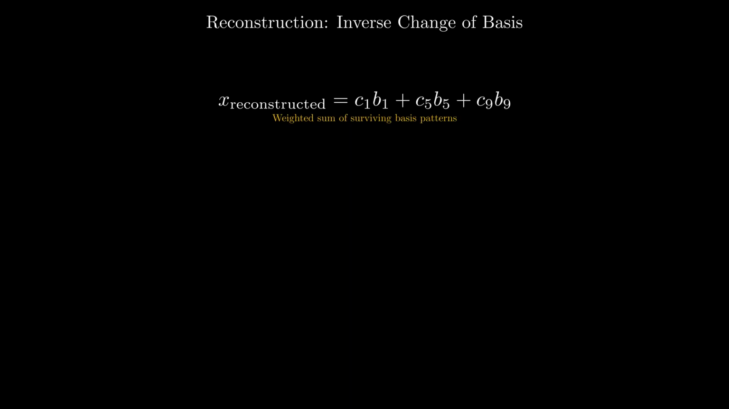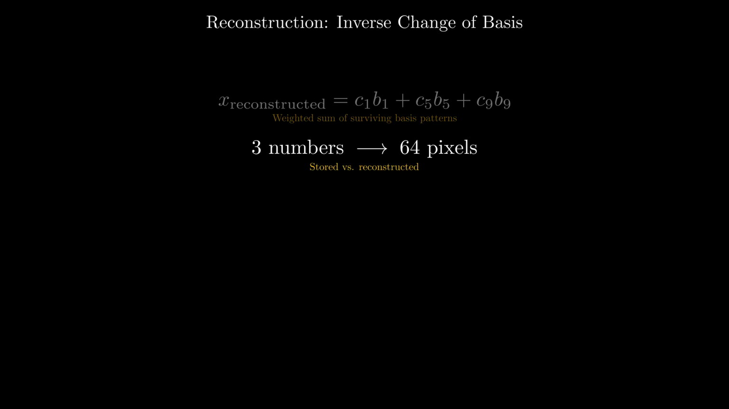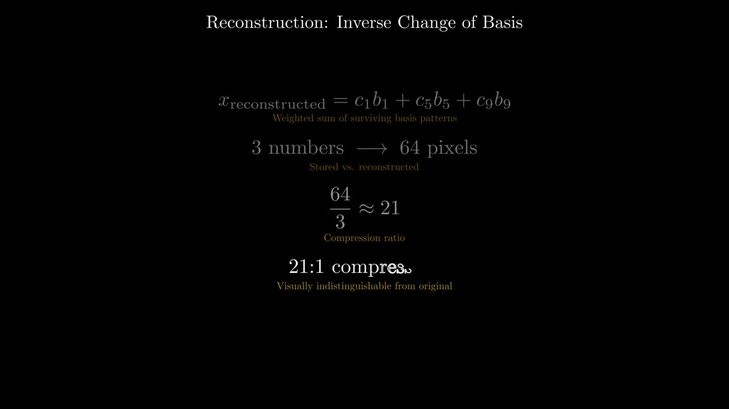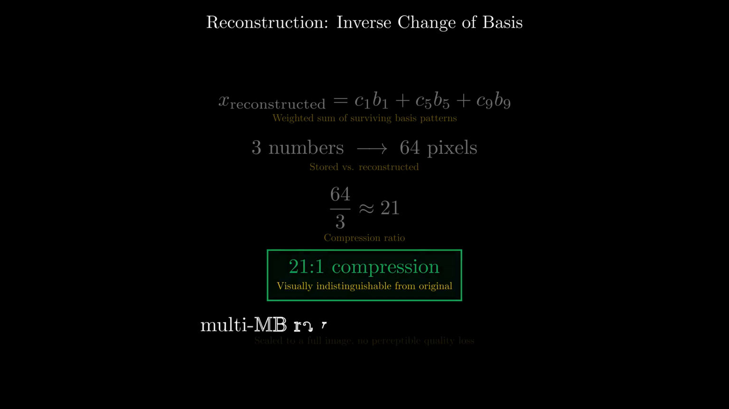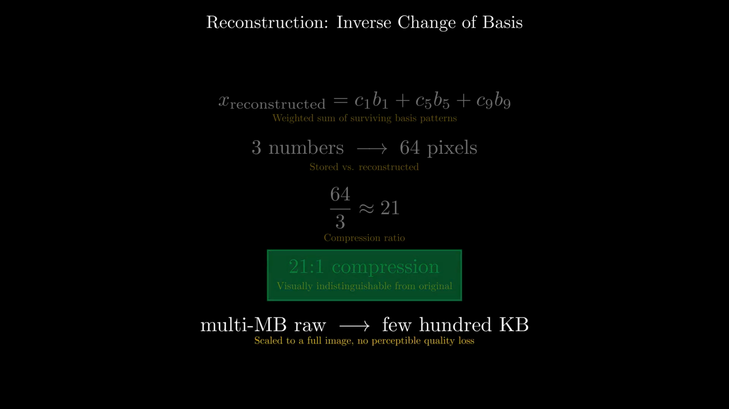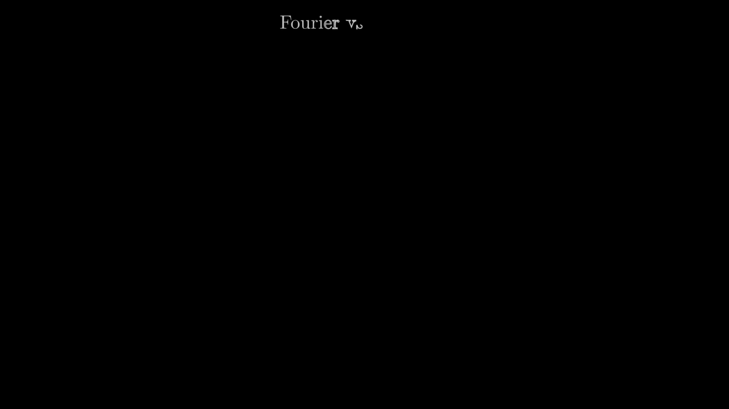We combine the 3 surviving basis vectors, weighted by their coefficients, and out pops a full 64-pixel block, visually indistinguishable from the original. 3 numbers stored, 64 numbers reconstructed. That's roughly a 21:1 compression ratio. Scale this up across an entire photo, and the multi-megabyte raw image collapses to a few hundred kilobytes, with no visible quality loss. So Fourier wins.